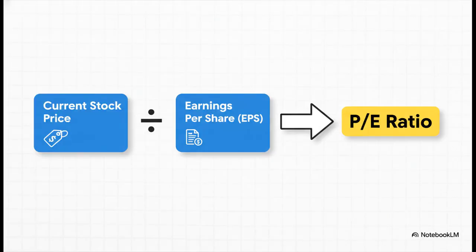It's beautifully simple. You just take the current price of one share and divide it by the company's earnings per share. But don't let that fool you. That little E for earnings, well, it can be surprisingly slippery. Things like one-time asset sales or maybe some aggressive share buybacks can totally distort this number. So you really have to know what's going on behind that bottom line.